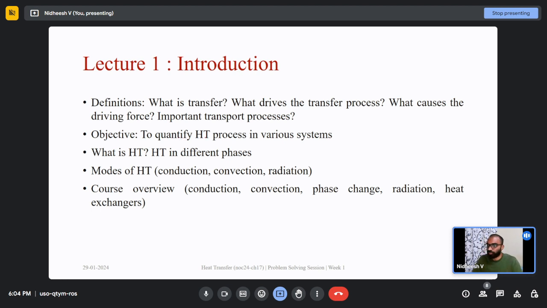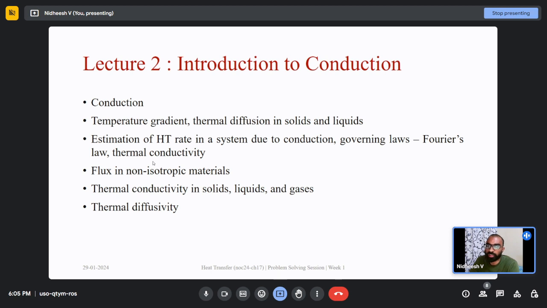Then the professor gave an overview of what all topics will be covered throughout the upcoming lectures. We will cover conduction, convection, phase change, that is taking heat energy and changing phases. Then we'll talk about radiation and also heat exchangers. These contents were explained in the first lecture, and subsequently in the second lecture, the professor gave an introduction to conduction.